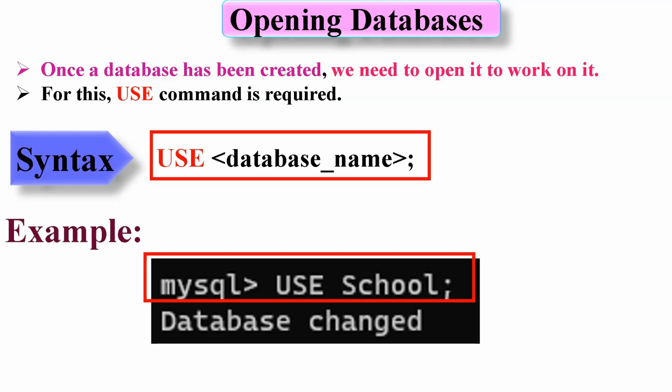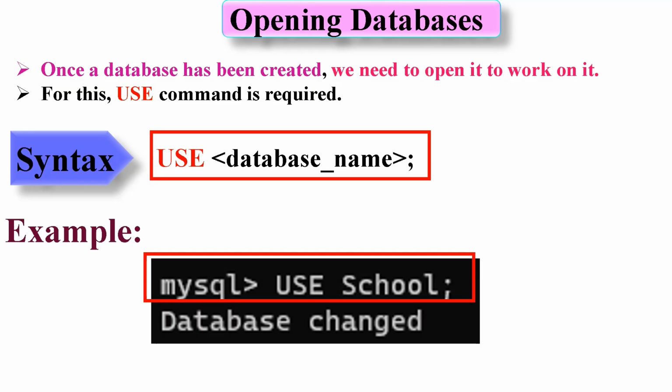Let's learn how to open a database. Once a database has been created, we need to open it to work on it. For this, use command is required. Syntax is use database_name semicolon. Let's see the practical example. We have typed use school semicolon in the MySQL prompt. When you type use school in the MySQL prompt, it is a command to select and set a specific database as the current working database. The semicolon at the end of the command is used to terminate the SQL statement.